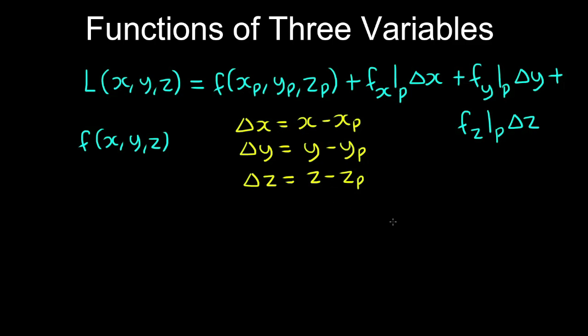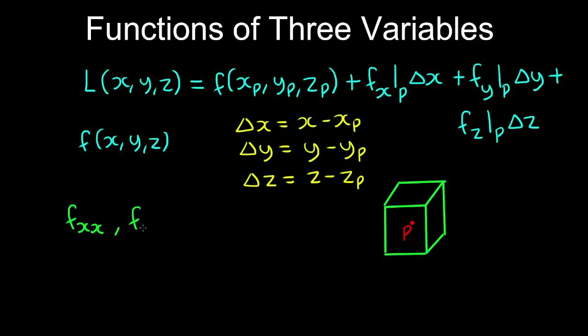And now for the error bound, if we have a region being a closed rectangular solid that's centered at point P, and this rectangle lies inside an open region where the second partial derivatives of f are all continuous. So for a function of three variables, we have the second order partials with respect to x, y, and z, and also the mixed derivatives with respect to x and y, x and z, and y and z.